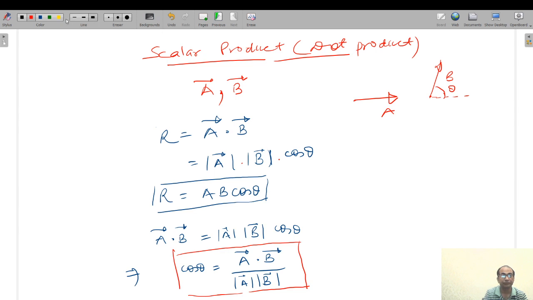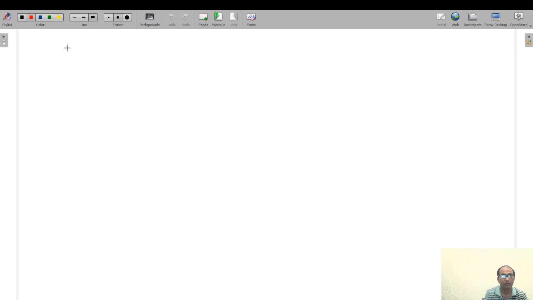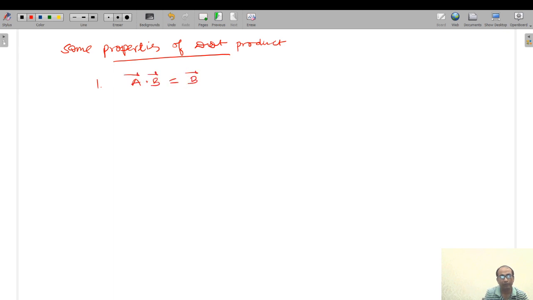Fine. Okay. Now see some properties of dot product here only. Okay. Number one. See, A dot B is equal to B dot A. So it follows the commutative property.